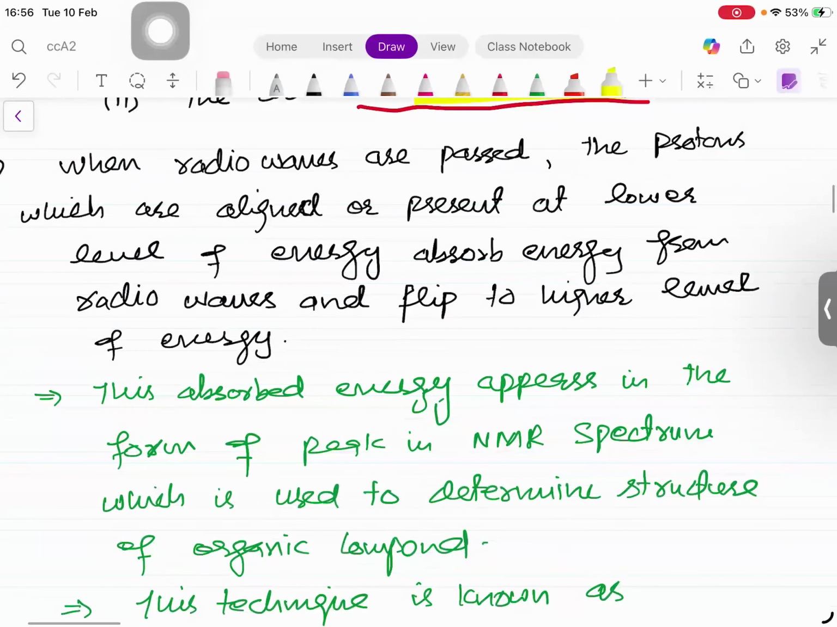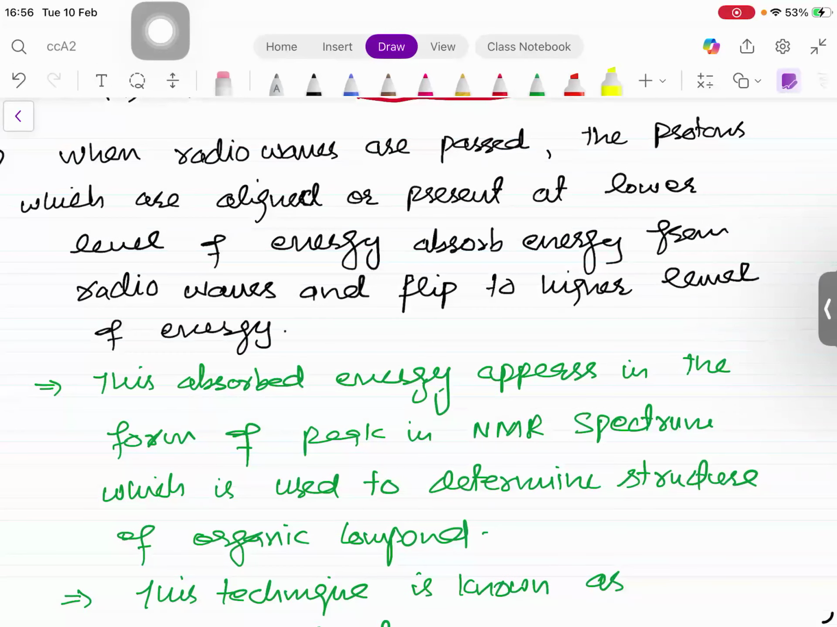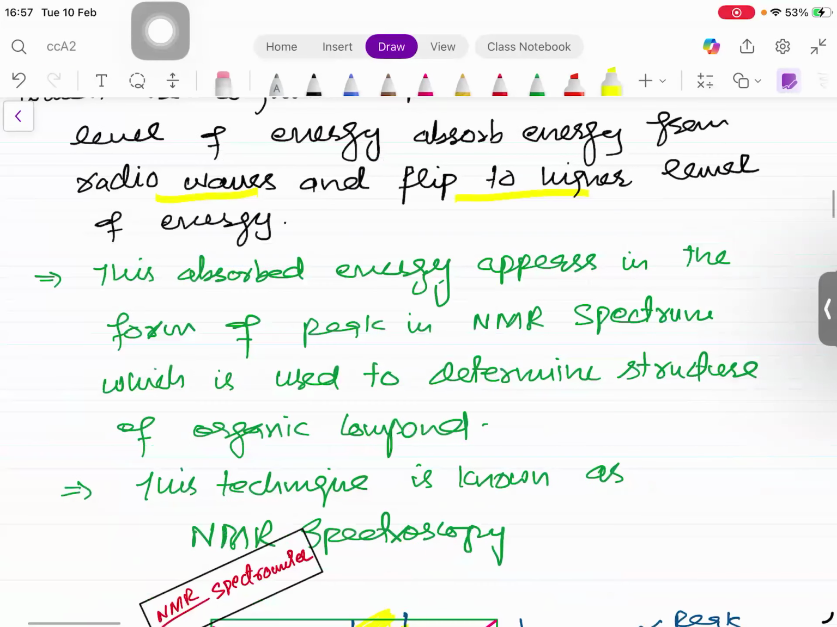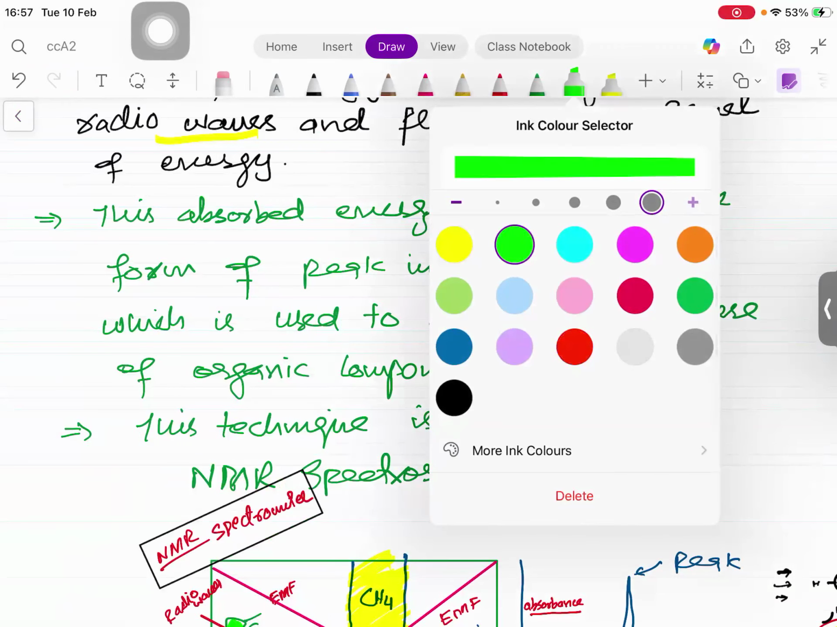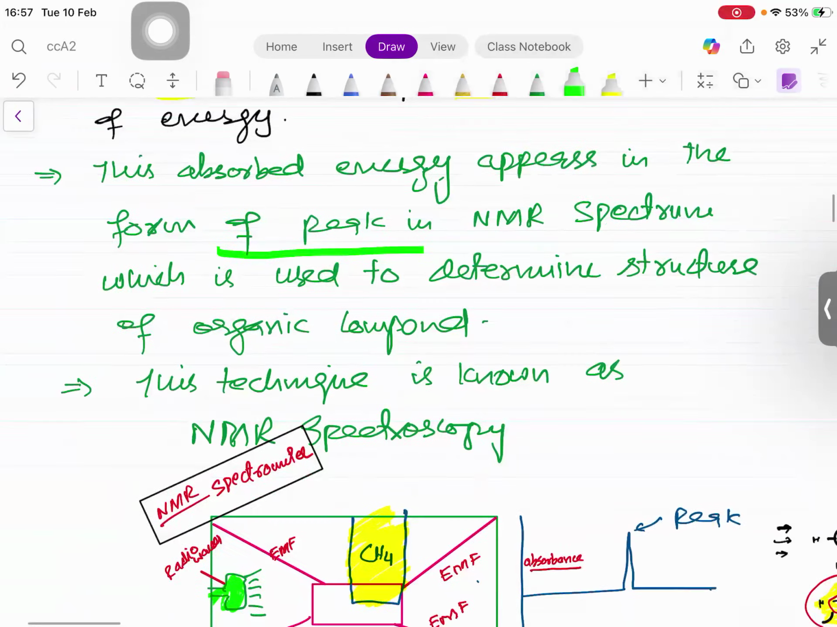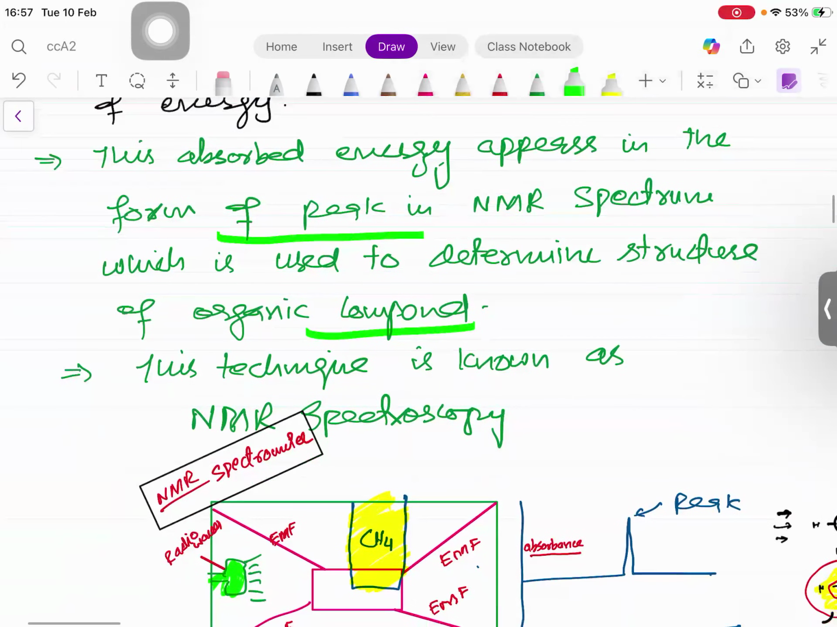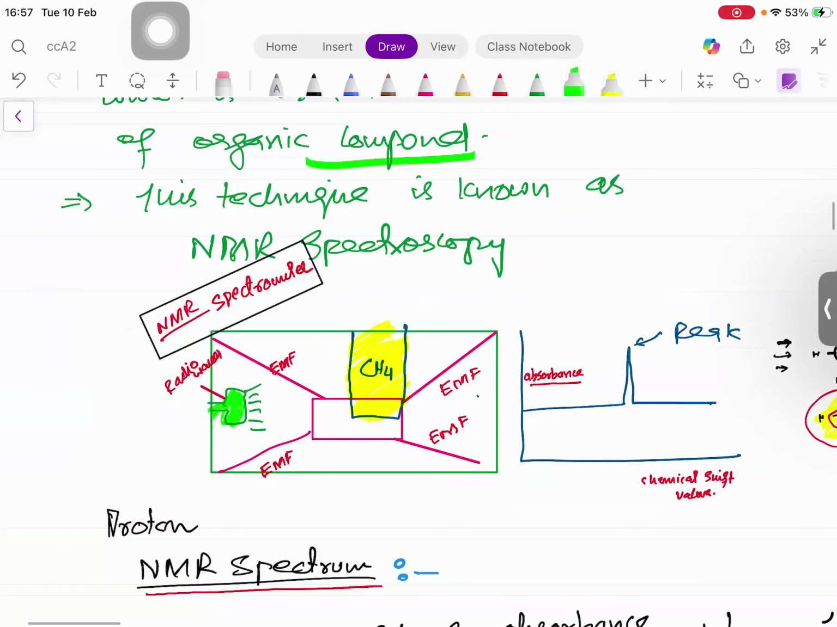When the radio waves are passed, the protons which are aligned, present at the low energy level, absorb energy from the radio waves and flip to the higher level of energy. This absorbed energy appears in the NMR spectrum, which is used to determine the structure. This technique is known as NMR spectroscopy.